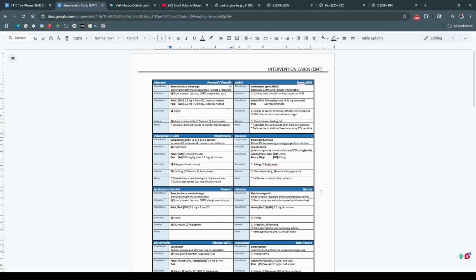And once you master this, when you go on to AEMT or paramedic, if you have this stuff memorized, you're going to be an excellent clinician.